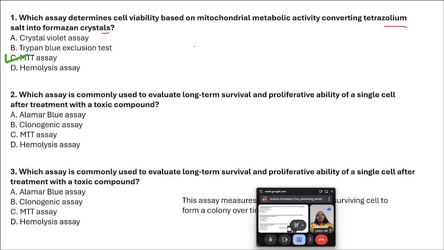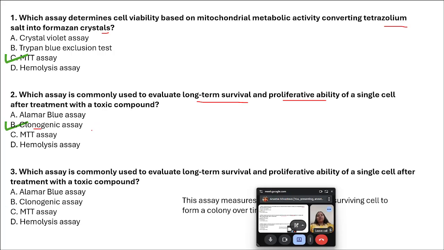The second one is which assay is commonly used to evaluate long-term survival and proliferative ability. Now this one is something I think I have discussed, the crystal violet and all those things, but I have not mentioned this term. So this is the clonogenic assay. Sorry, this is the clonogenic assay.